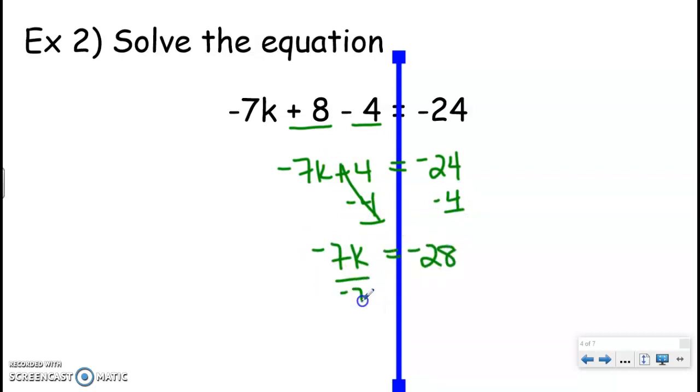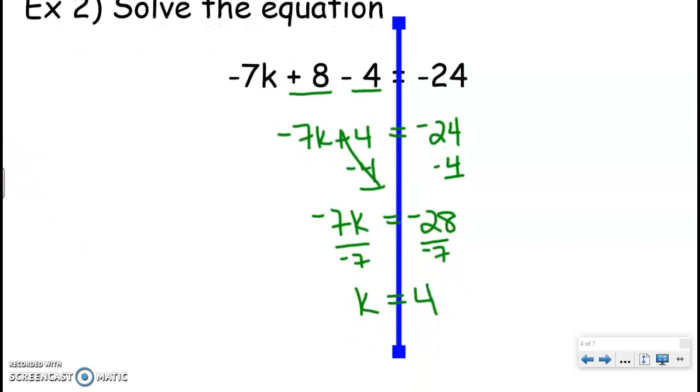And then divide by negative 7 on both sides. Watch your signs. Don't forget that negative there. It's extremely important. And then remember, a negative divided by negative is a positive, and 28 divided by 7 is 4.